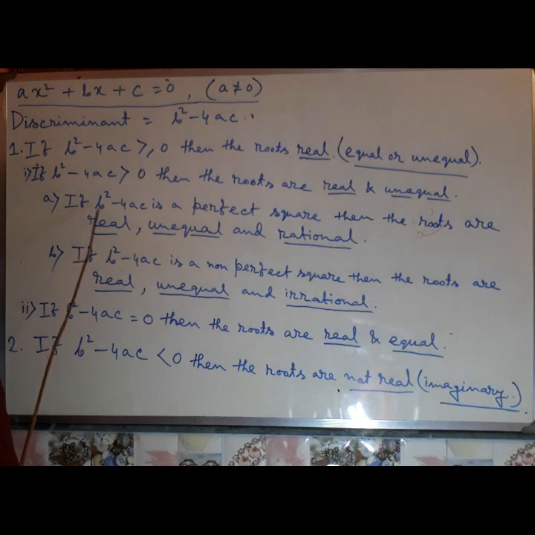If b square minus 4ac is positive with a perfect square, then the roots are real, unequal and rational. If it is positive but a non-perfect square, then the roots are real, unequal and irrational. And if the discriminant b square minus 4ac is strictly equal to 0, then the roots are real and equal.